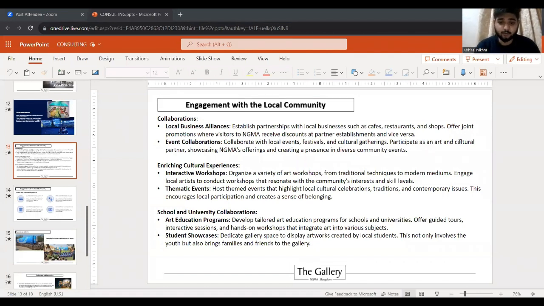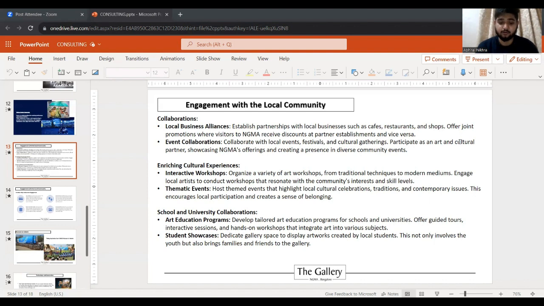All right, so now we are talking about ways to get more involved with the local community around the National Gallery. We want to make sure people feel connected and excited about what we are doing for the growth of the National Gallery. So we can have things like collaboration. We can collaborate with local businesses like cafes, restaurants, and shops. We could work together to give people who visit the National Gallery special discounts at those places, and the other way around, businesses will also benefit from us.